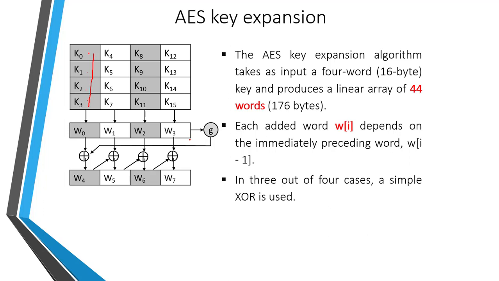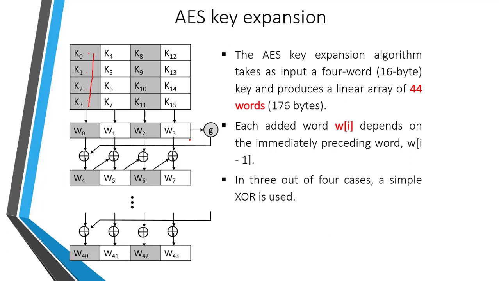And then the next fourth word. So here the fourth word is W7. So the G function is applied to W7, the process remains the same, and all the words are generated till W43. So in this way, the key is expanded in the AES key expansion. Now we will see the G function in detail.